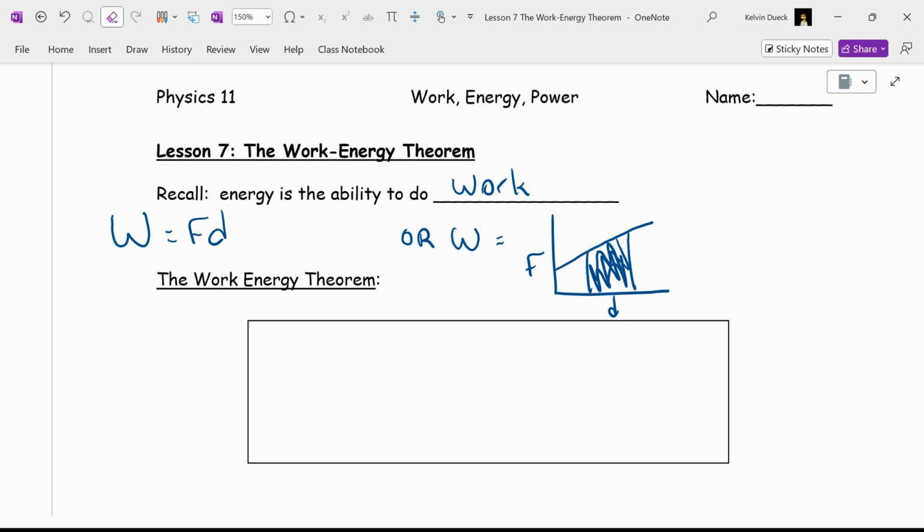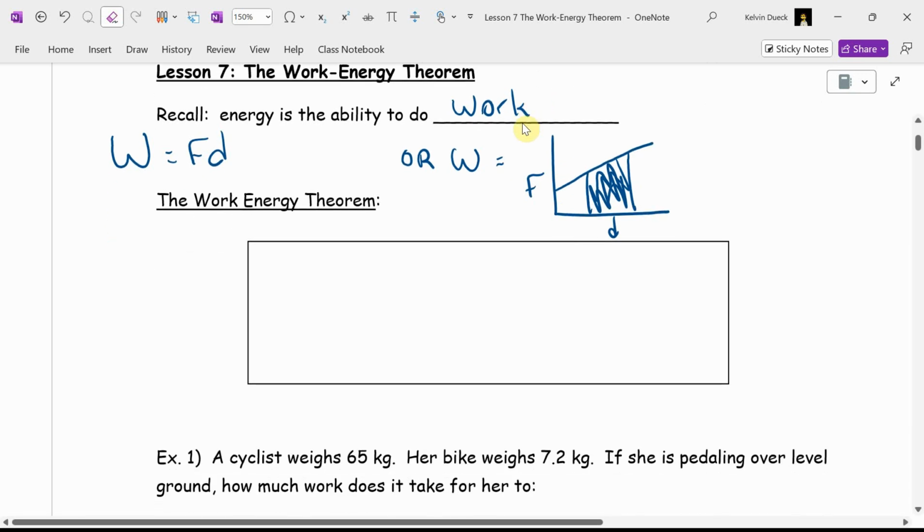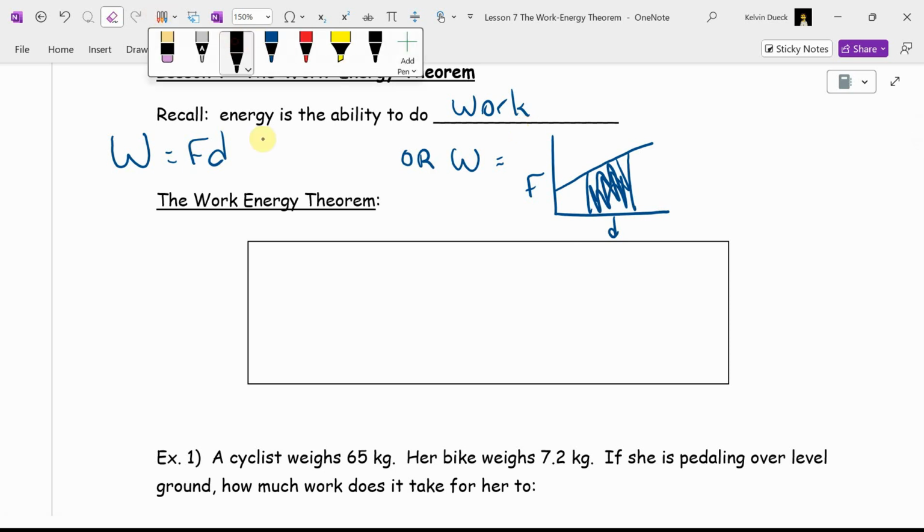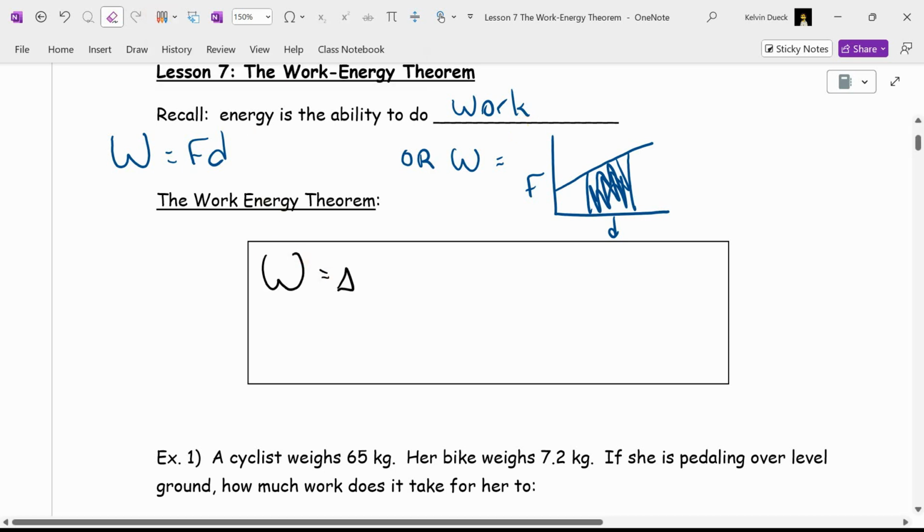So work equals force times distance. Work is the area under a force versus distance graph. The best definition of work, but also, no pun intended, the most work, the most writing, is the work energy theorem. Work is the change in potential energy and the change in kinetic energy. That's how much work you've done on an object. That's how much energy the object has gained or lost.